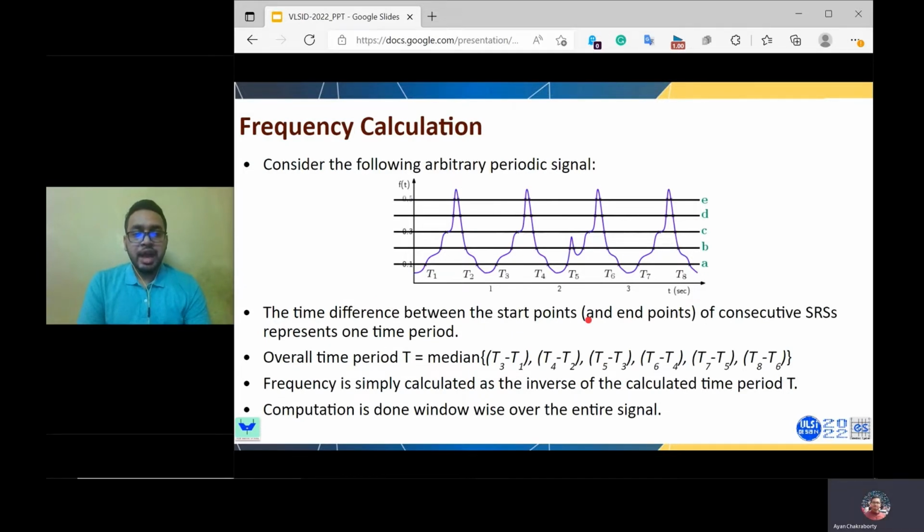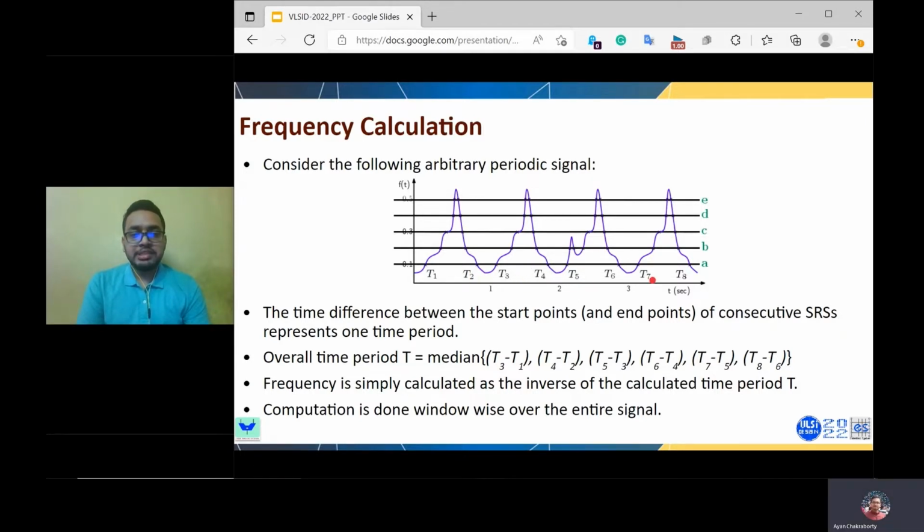Now, once we have found all occurrences of the shortest repeating subsequence, we can then use that information to calculate the frequency. We make the observation that the time difference between the starts of two consecutive shortest repeating subsequences gives one time period. And similarly, the difference between the ends of two consecutive shortest repeating subsequences also gives the time period. So for this window, T3 minus T1 is one time period value, T4 minus T2 is one time period value, T5 minus T3 is one time period value, and so on.